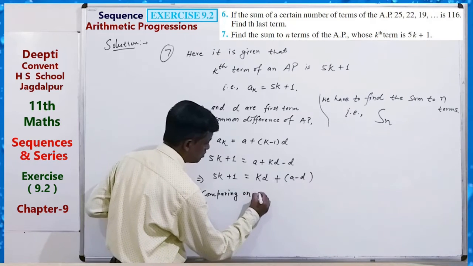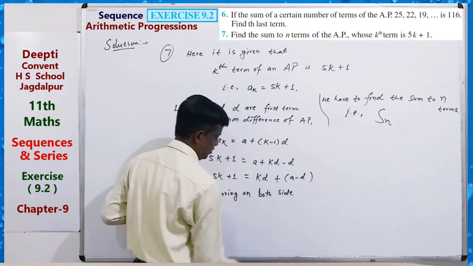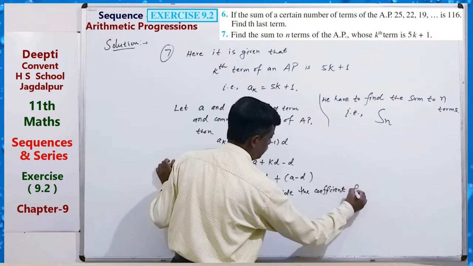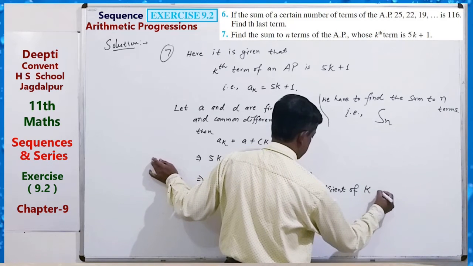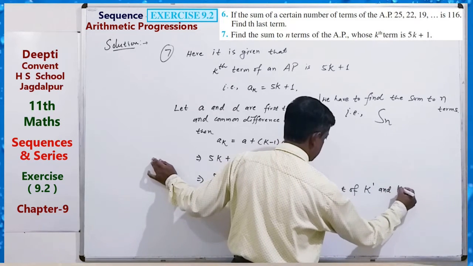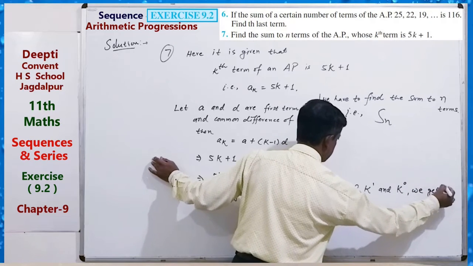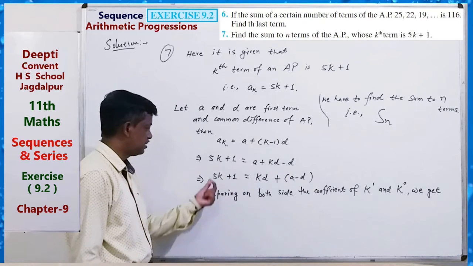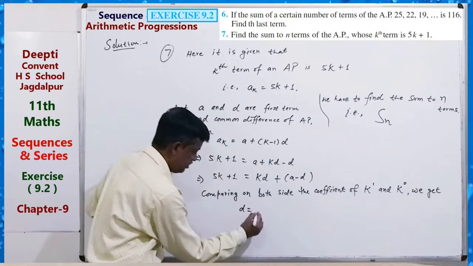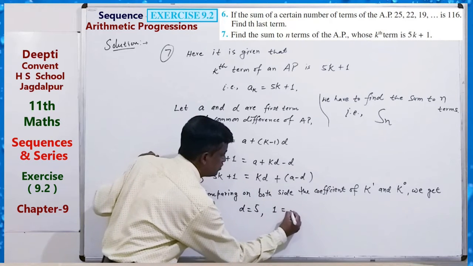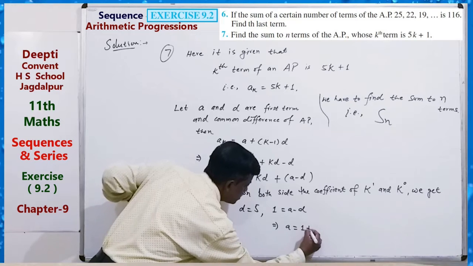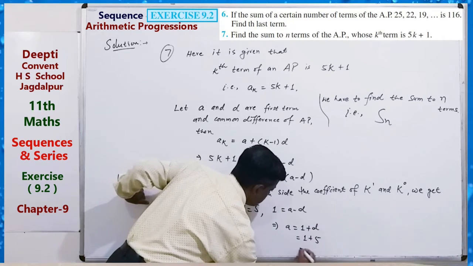comparing on both sides the coefficients of k power 1 and k power 0. K power 0 means the constant term, k power 1 means 5. So kd equals 5k means d equals 5, and 1 equals A minus d. So here d equals 5, so A equals 1 plus d, which is 1 plus 5 equals 6.